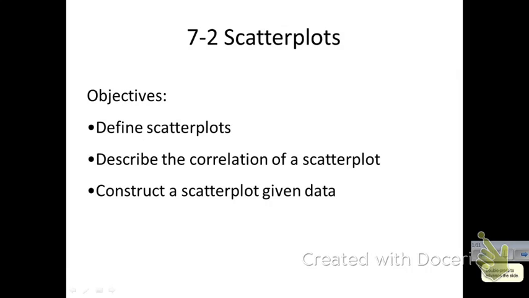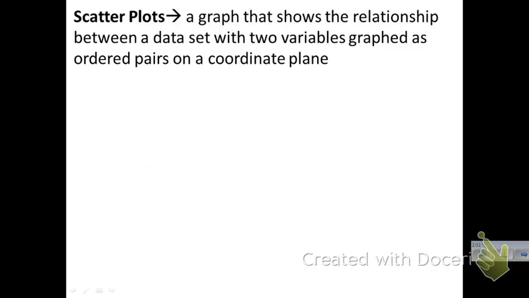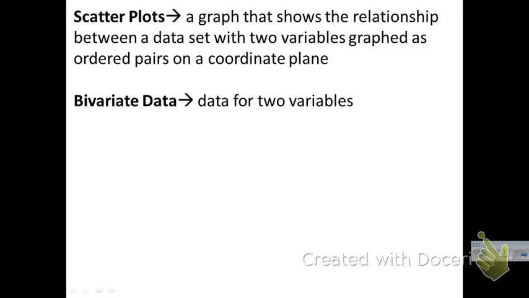Alright, today we talked about scatter plots, so we're going to define them, we will construct them, and we'll also talk about the correlation of a scatter plot. So scatter plots are a graph that will show the relationship between a data set with two variables. That's important. We're now going to look at two variables instead of one, and we graph them as ordered pairs on a coordinate plane.